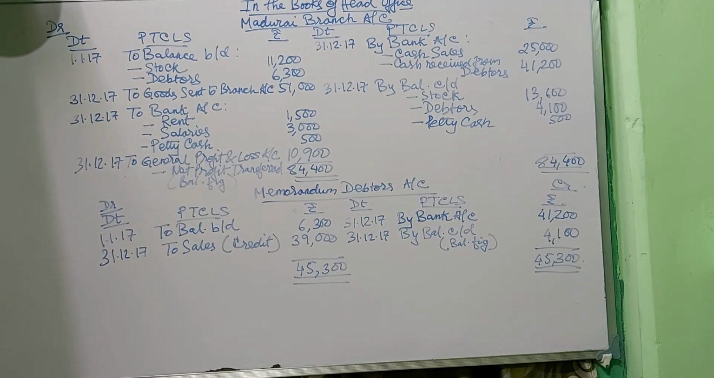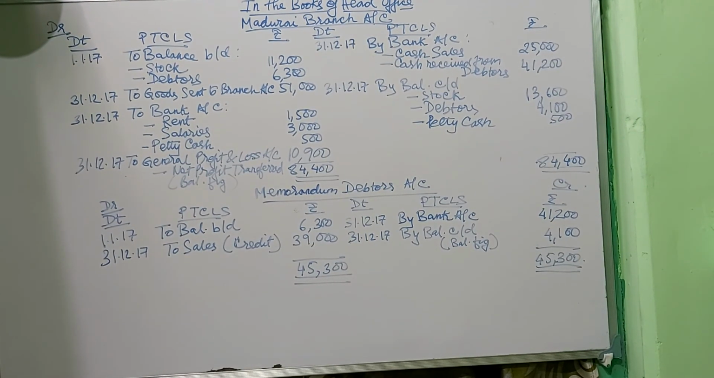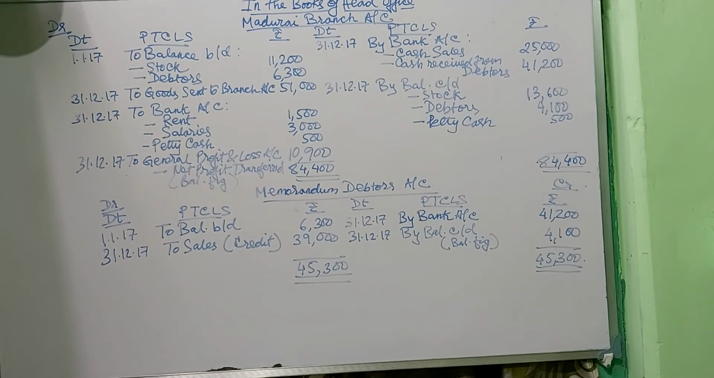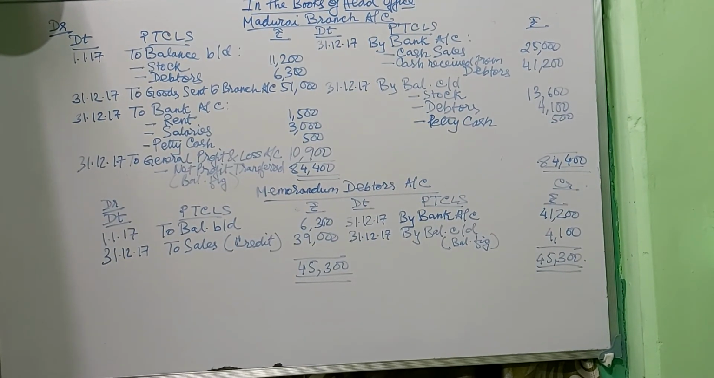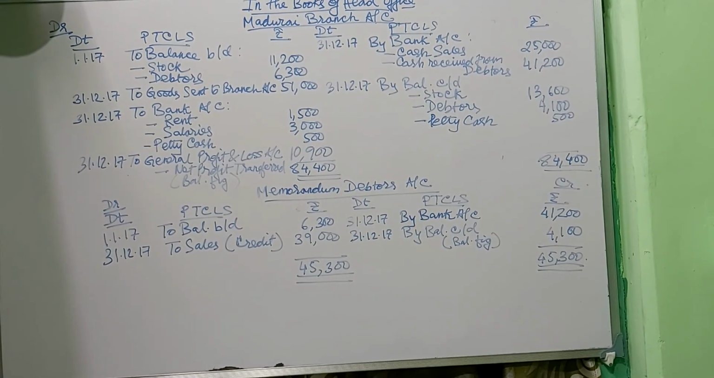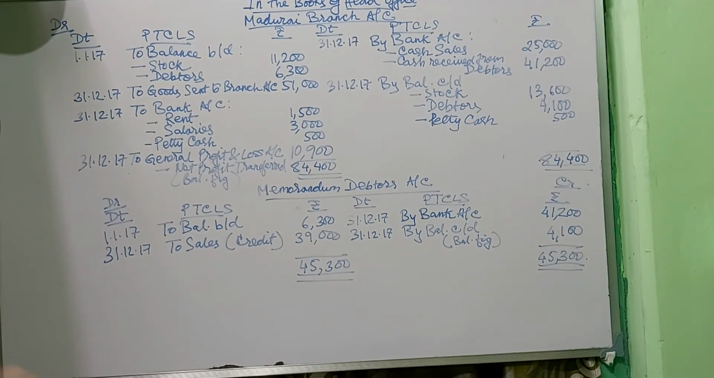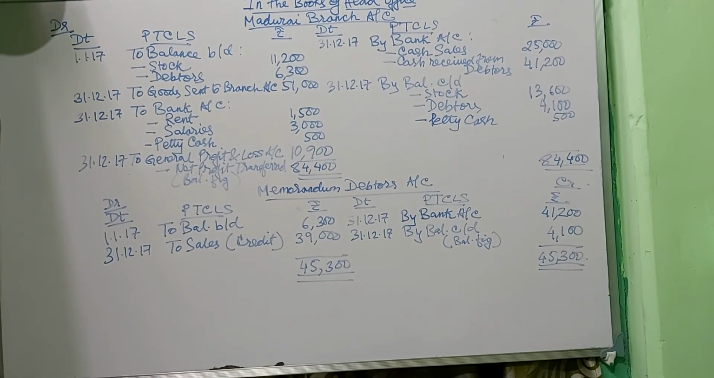In other cases, there may be an option where the closing debtors balance, opening debtors balance and credit sales are all provided, and you only have to calculate the collection from the debtors. For that also you need to prepare the memorandum debtors account. But in this case, the cash receipt from the debtors has been provided, and you have to calculate the closing balance, which is the balancing figure here. So this is the sum under this system.